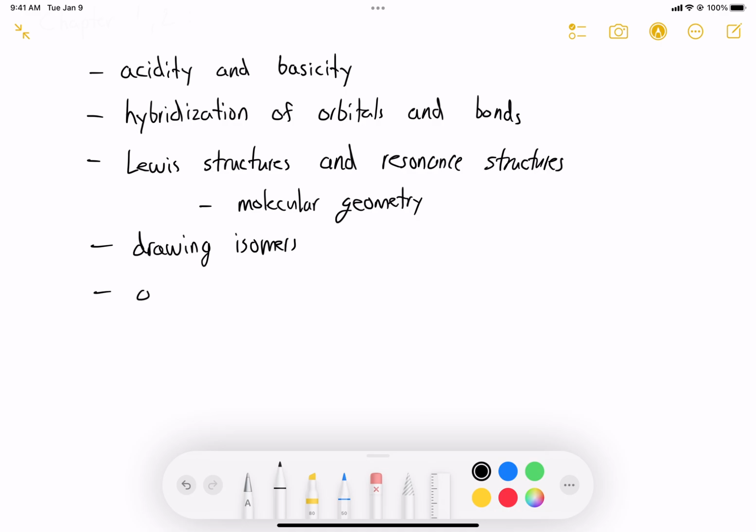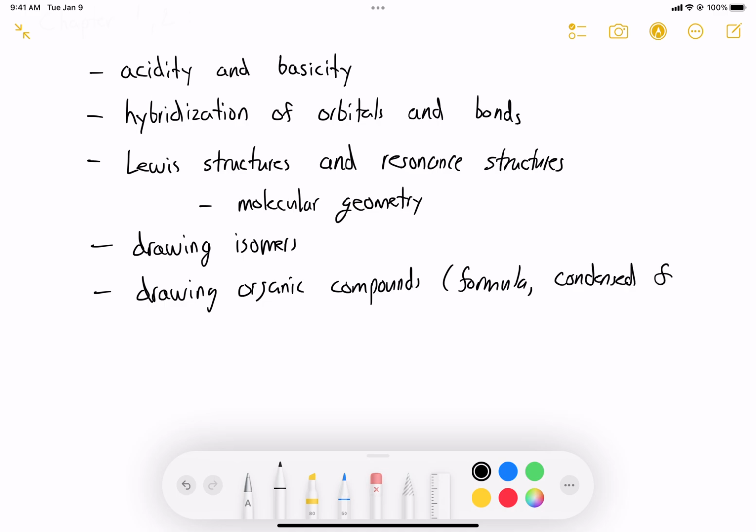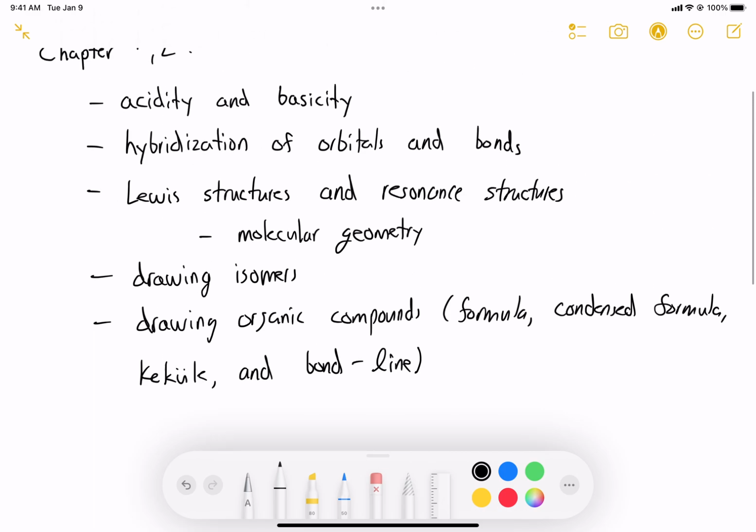Also drawing organic compounds. So you want to be able to write the formula, condensed formula, Kekulé, and bond line. Alright, so that's chapters 1 and 2. Now let's go to chapter 3.